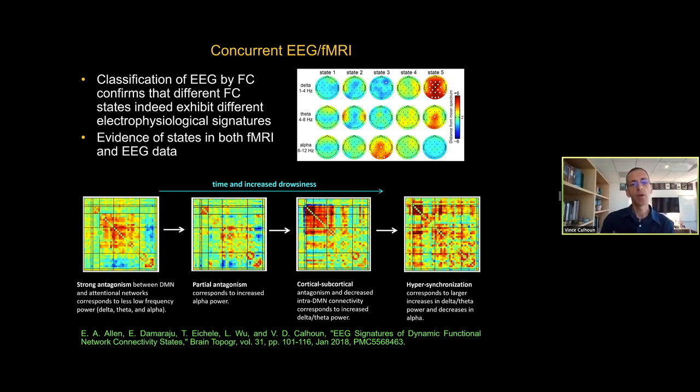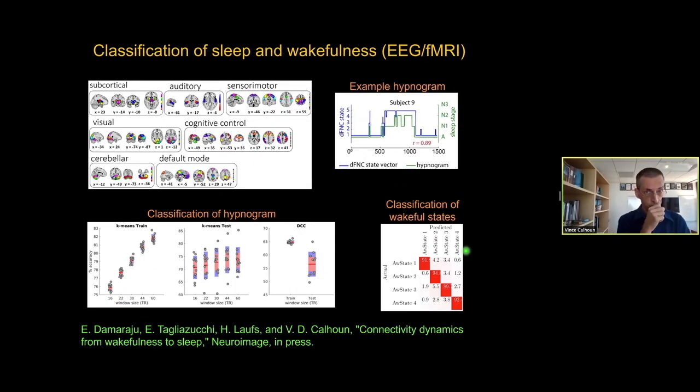And if we order the fMRI states by these drowsiness measures measured from the EEG, we can see that on the least drowsy side, we have high anti-correlation between domains, and on the right side, we have almost a hypersynchronization. So drowsiness is clearly playing a role in some of these dynamics.